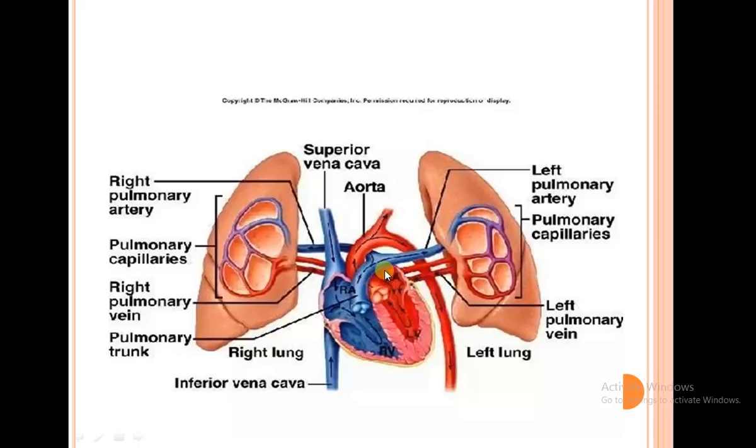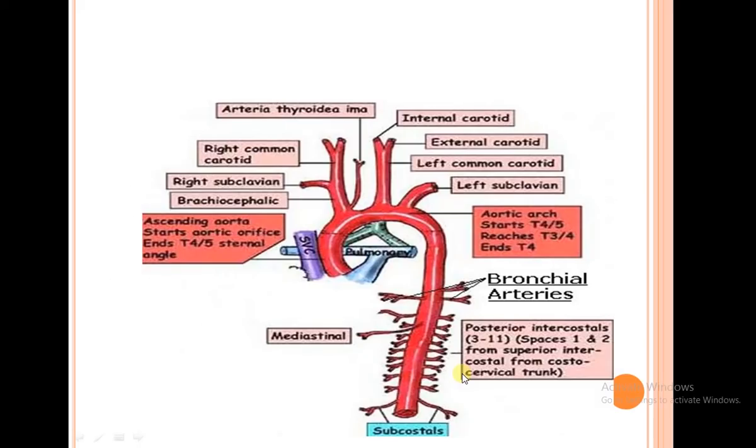From the left atrium, the blood will be pumped into the left ventricle, and from the left ventricle, the blood will be pumped out through the aorta to be distributed to the entire body. So this is the pulmonary circulation in the lungs, and the blood flow through the pulmonary circulation is equal to the cardiac output. The other types of blood vessels present in the lungs are the bronchial vessels.